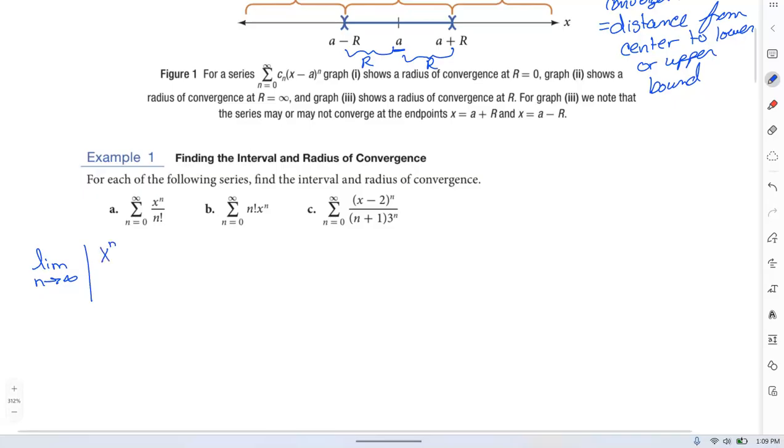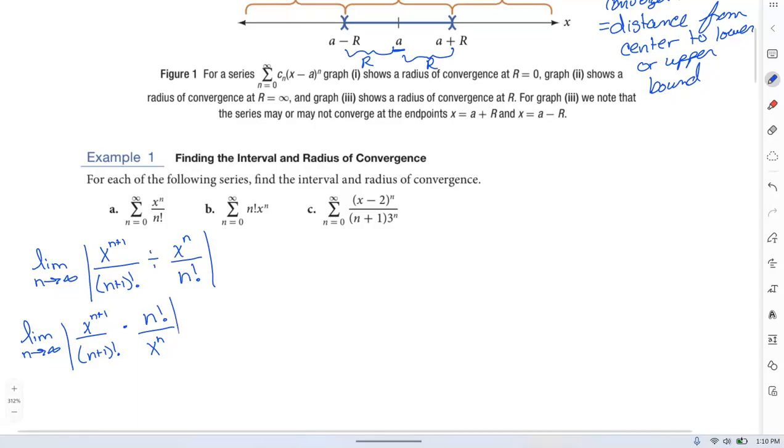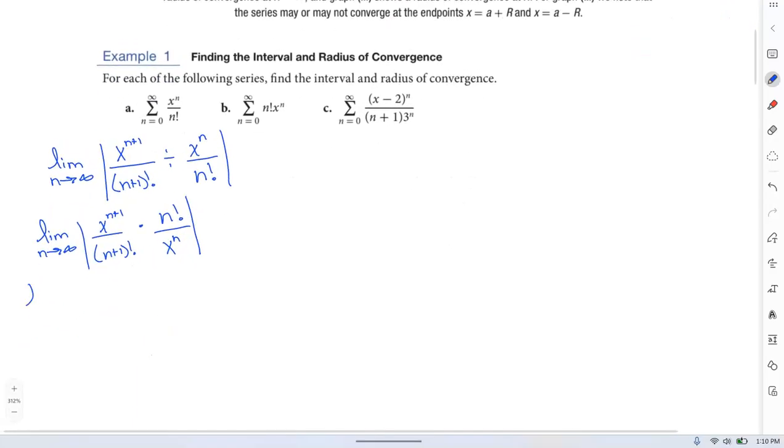So if I plug in n plus 1, I'm going to have x to the n plus 1 over n plus 1 factorial. And then I'm going to divide that by a sub n, which is x to the n over n factorial. I'm writing it this way with the traditional divide sign because we know we're going to have to do keep, change, flip. Keep the first fraction, change the division to multiplication, and flip the second one. And then now we're going to be able to do some fancy math. So we're going to take the limit as n goes to infinity.